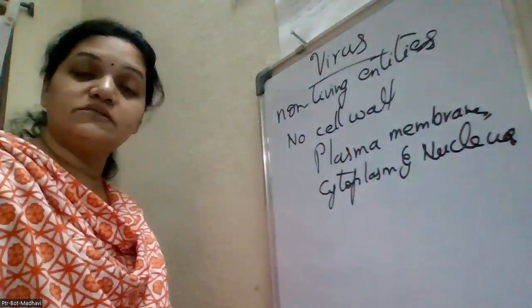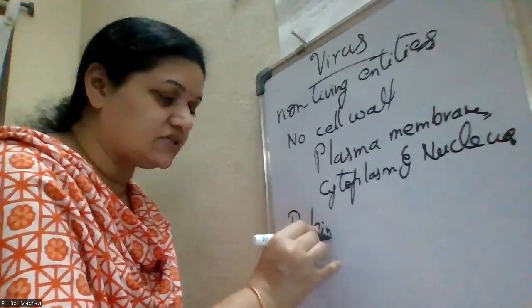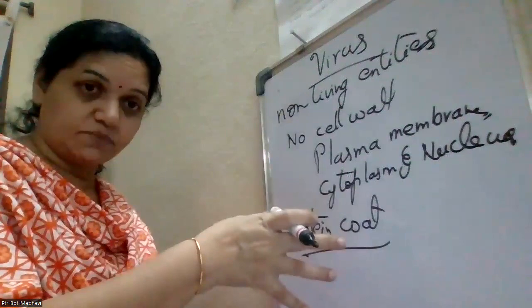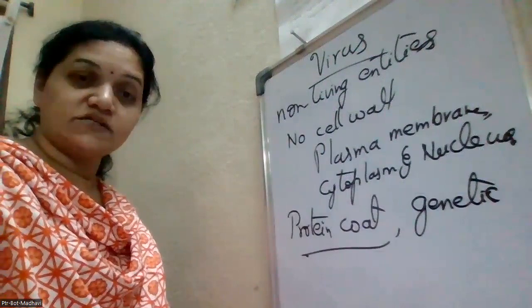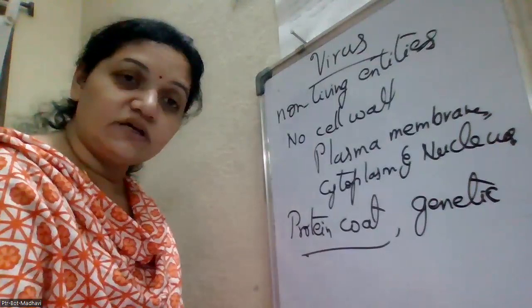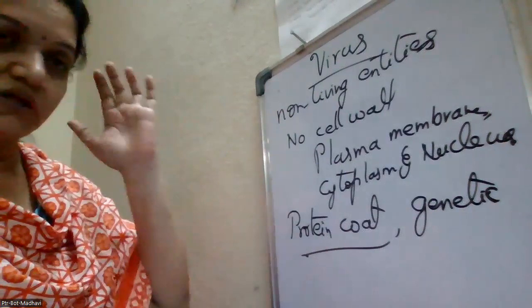But it has a specific shape, and that specific shape comes from the protein coat present in these organisms. Inside this, it has its own genetic material to cause infections, and the same characters need to be transported, so the genetic material should be there. So these dead entities have the protein coat and the genetic material, and no cell wall, plasma membrane, cytoplasm, or nucleus. So it is considered a non-living entity.